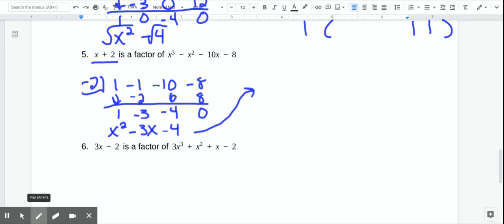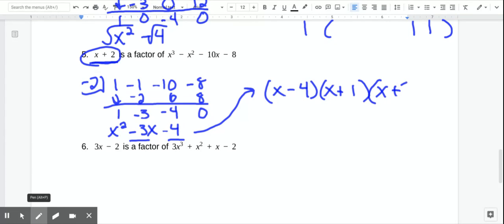And then we're going to finish factoring that. Let's see, the signs are going to be different. I'm looking for factors of -4 that add up to -3. So -4 and +1, plus the original factor that they told us about. And that's it. That polynomial factors into x minus 4, x plus 1, x plus 2. And again, if I wanted to put the zeros on the graph and finish graphing it, we could do that.